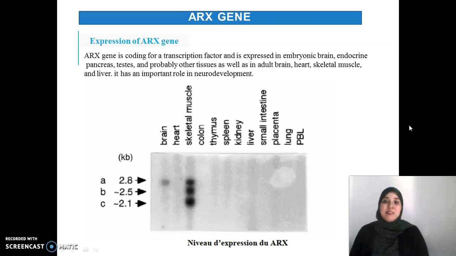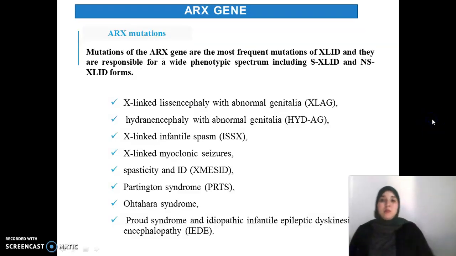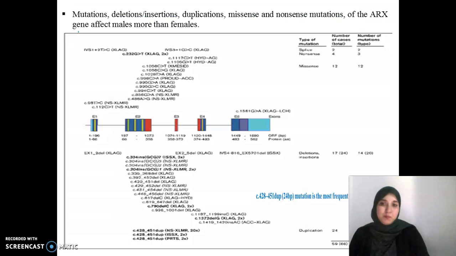This gene is coding for a transcription factor, and it's expressed in embryonic brain, endocrine pancreas, testes, and probably in other tissues as well as in adult brain, heart, skeletal muscle, and liver. It has an important role in neurodevelopment. Mutations of the ARX gene are the most frequent mutations of syndromic and non-syndromic intellectual disability, and they are responsible for a wide phenotypic spectrum.